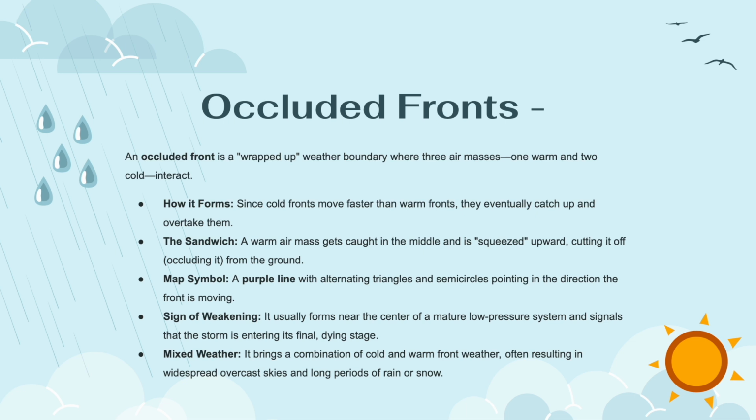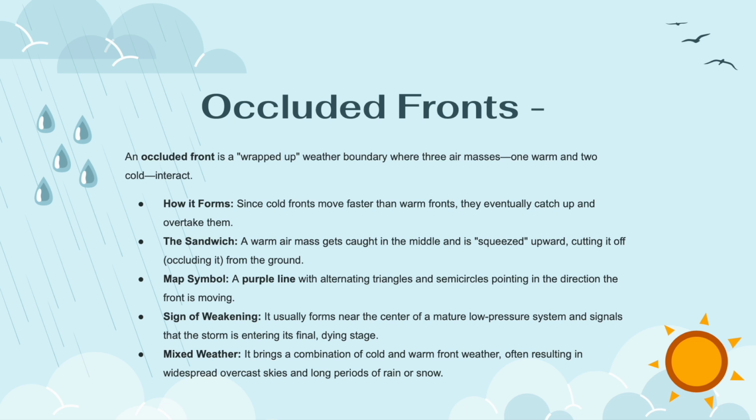So think of the two cold air masses as the bread for your sandwich, and the warm air mass is like the tomato and the onions. The map symbol is a purple line with alternating triangles and semicircles pointing in the direction the front is moving, meaning it's basically red plus blue equals purple. And so it's a purple colored line with alternating patterns of triangles and semicircles.